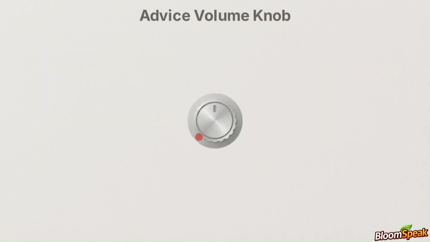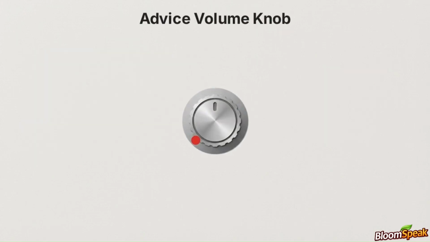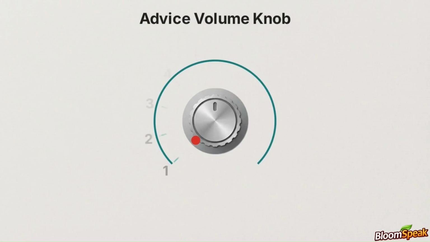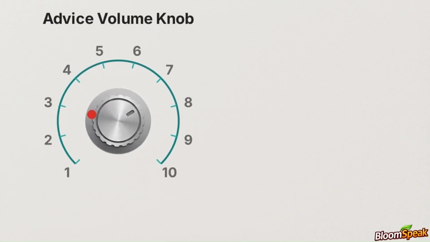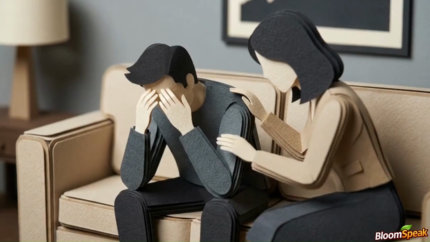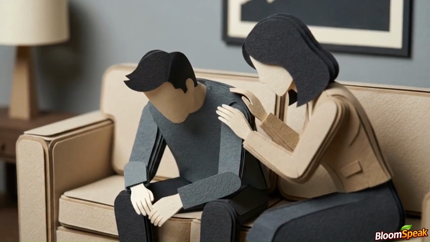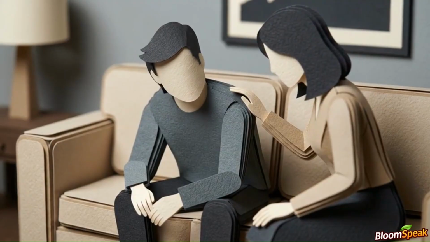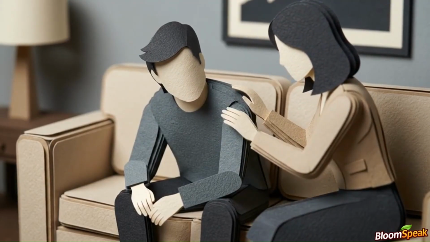Take a look at this style, the advice volume knob. It measures how strict or important a statement is, ranging from level 1 to 10. Level 3 is the good idea zone. Here, should and ought to act as gentle, friendly advice. For example, if a friend looks tired, you might say, "You should get some rest." You are offering a helpful suggestion, completely pressure-free.